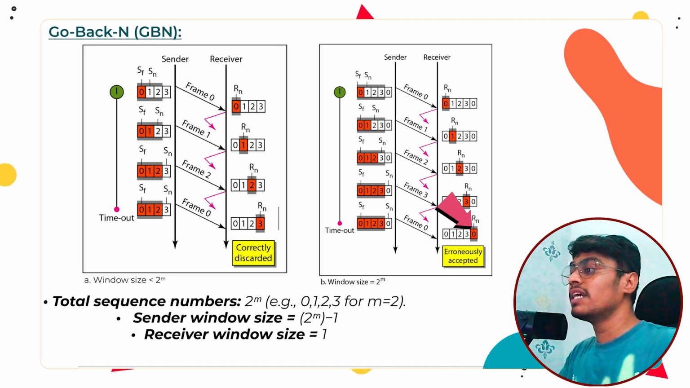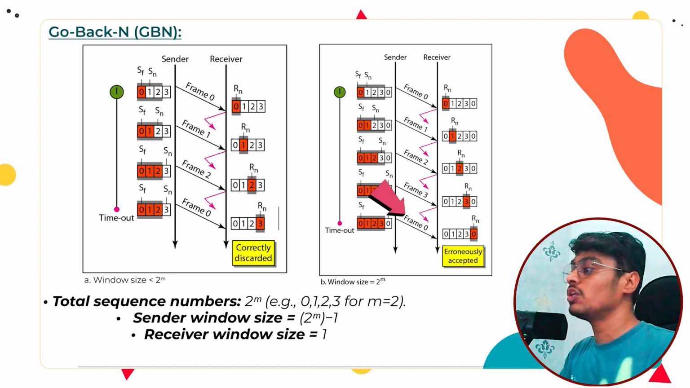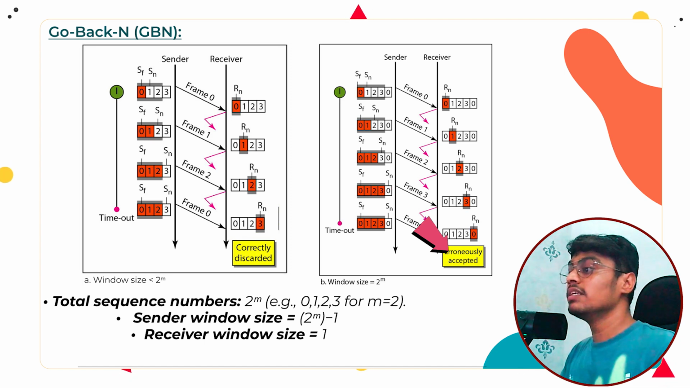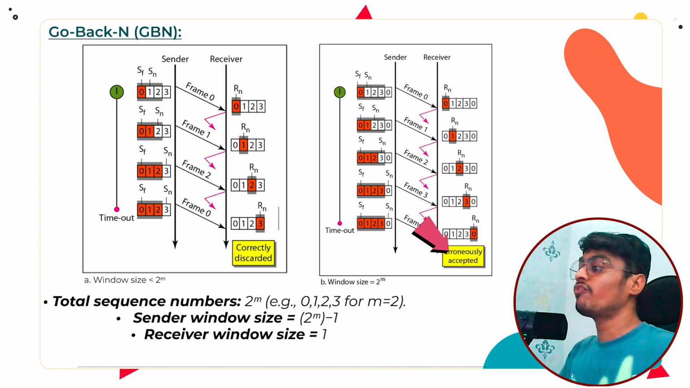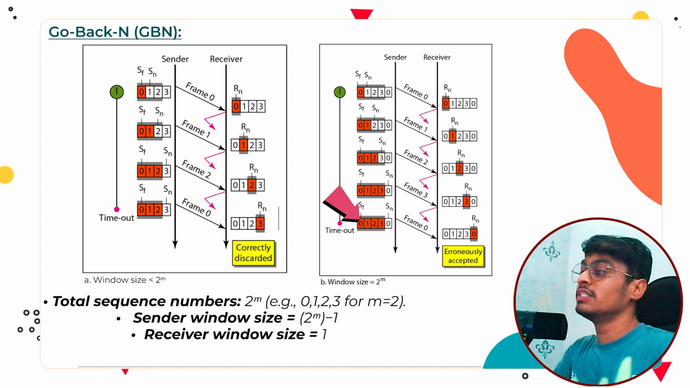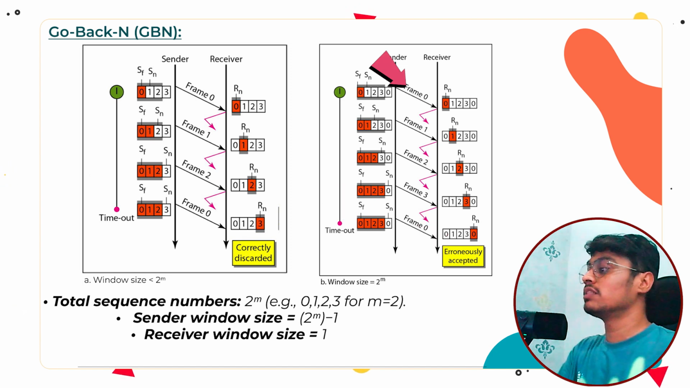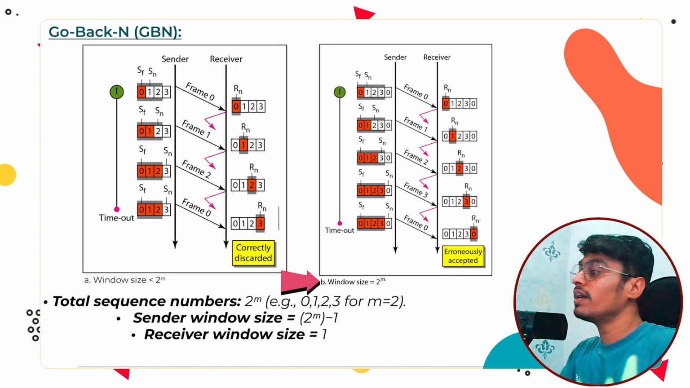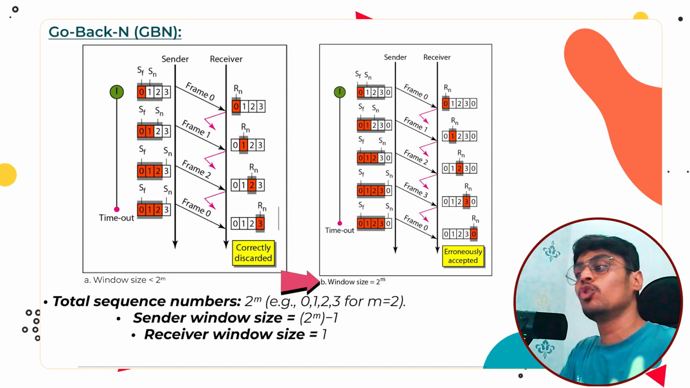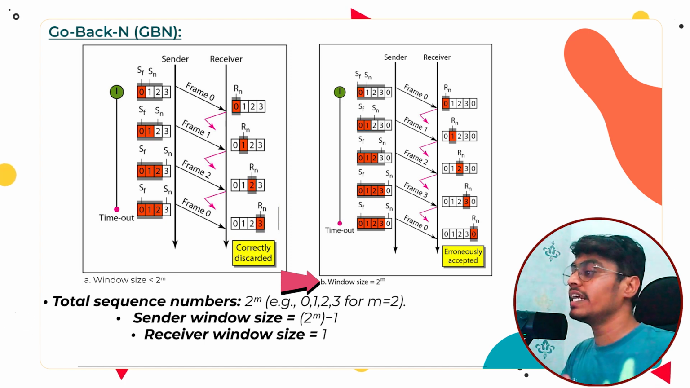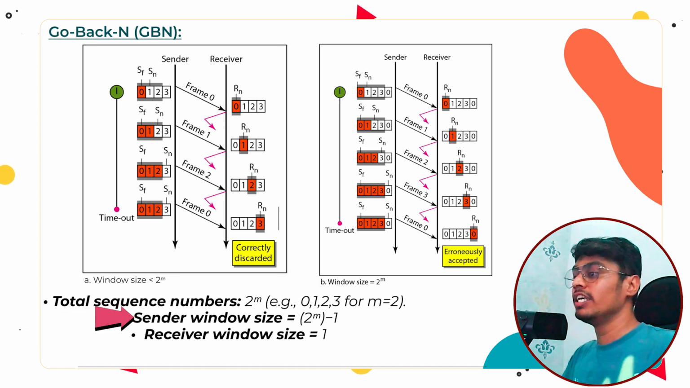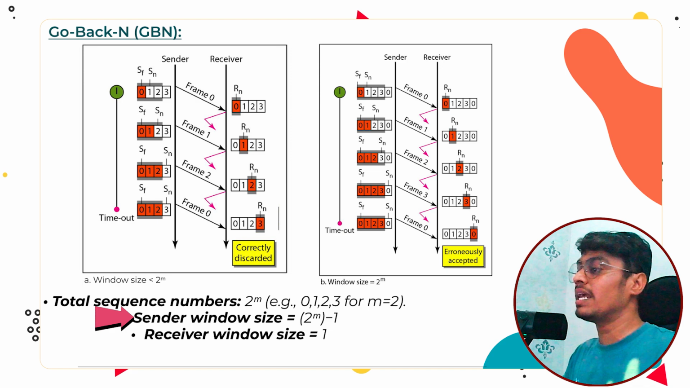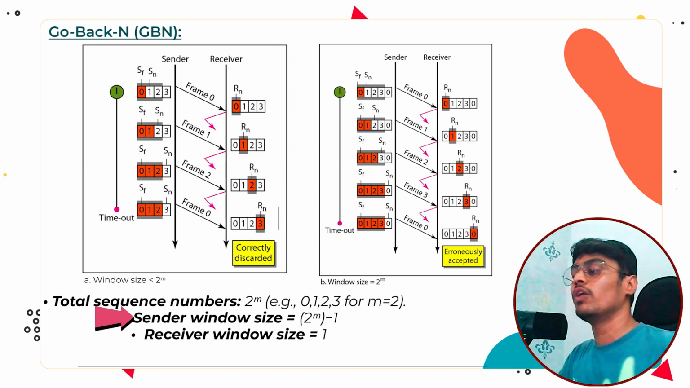When the receiver sees that it wants frame 0 and frame 0 has arrived, it will accept it. This is the problem. This is not the new frame 0 that arrived. This was the old frame 0 that was already processed. The receiver will accept the same data again, which is incorrect. That's why the window size should always be less than 2 power m. So how much should we take? 2 power m minus 1. Well, 2 power m minus 1 is the optimal answer that avoids this problem.